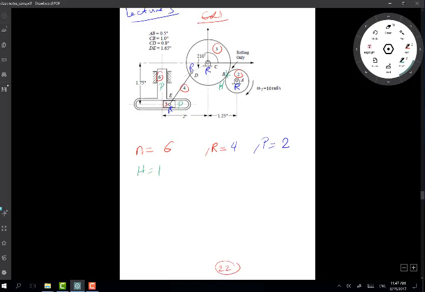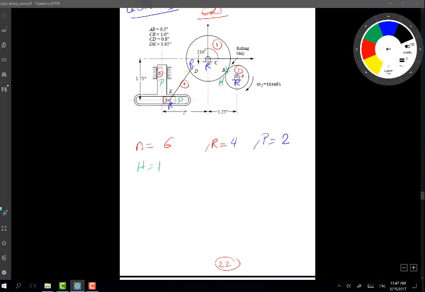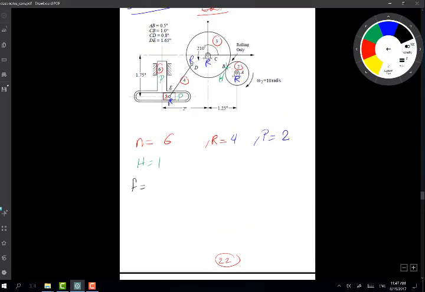This connection, right? So when I calculate degrees of freedom, I go F is equal to 3 times (n minus 1) minus 2 times R minus 2 times P minus H. So 3 times (6 minus 1) minus 2 times 4 minus 2 times 2 minus 1 H. So this here is 15 minus 13, and then it will be 2. So I have a 2 degree of freedom system here.